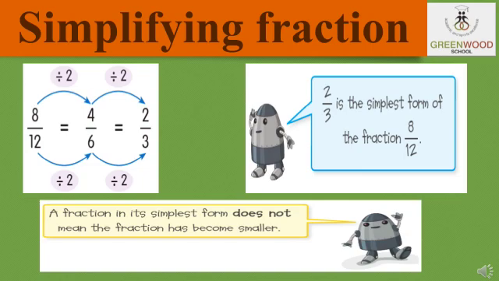Further, again they are simplified by dividing 2. 4 divided by 2 gives 2 and 6 divided by 2 gives 3. So 2 by 3 is the simplest form of the fraction 8 by 12. A fraction in its simplest form does not mean the fraction has become smaller.